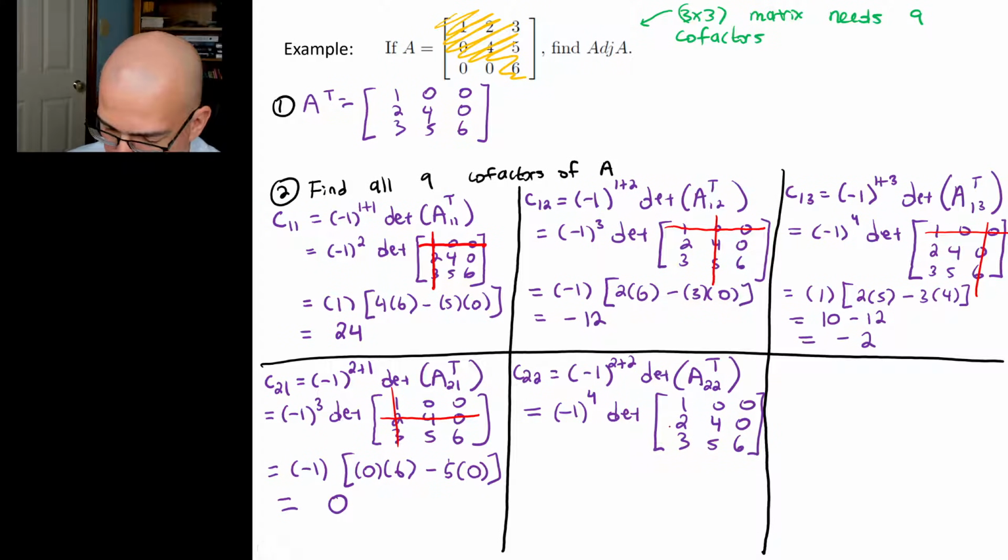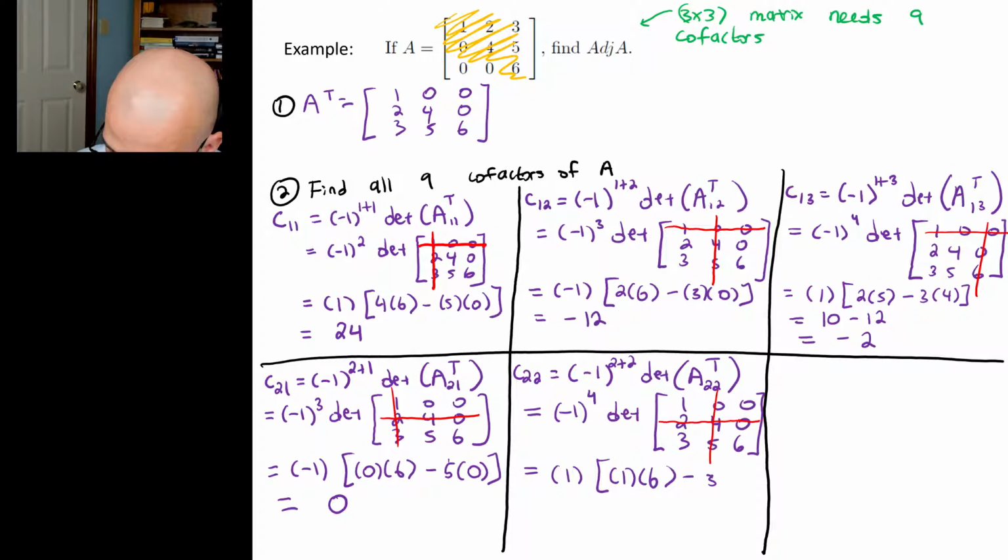You just do. Row 1 is deleted. Column 2 is deleted. So you get positive 1 times the down product, 1 times 6, minus the up product, 3 times 0. So we just get 6.